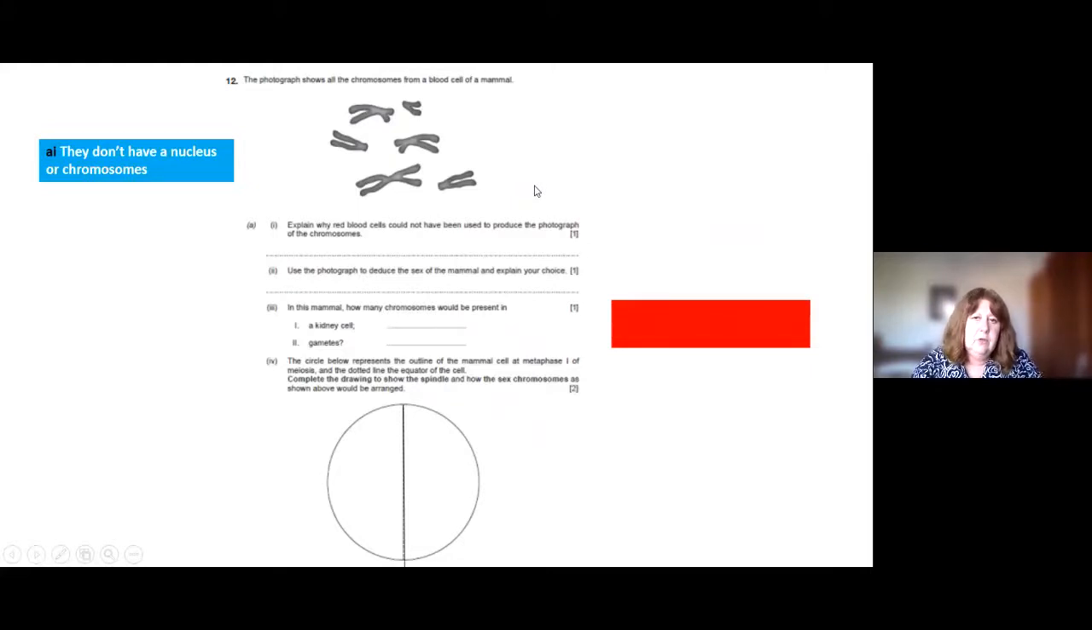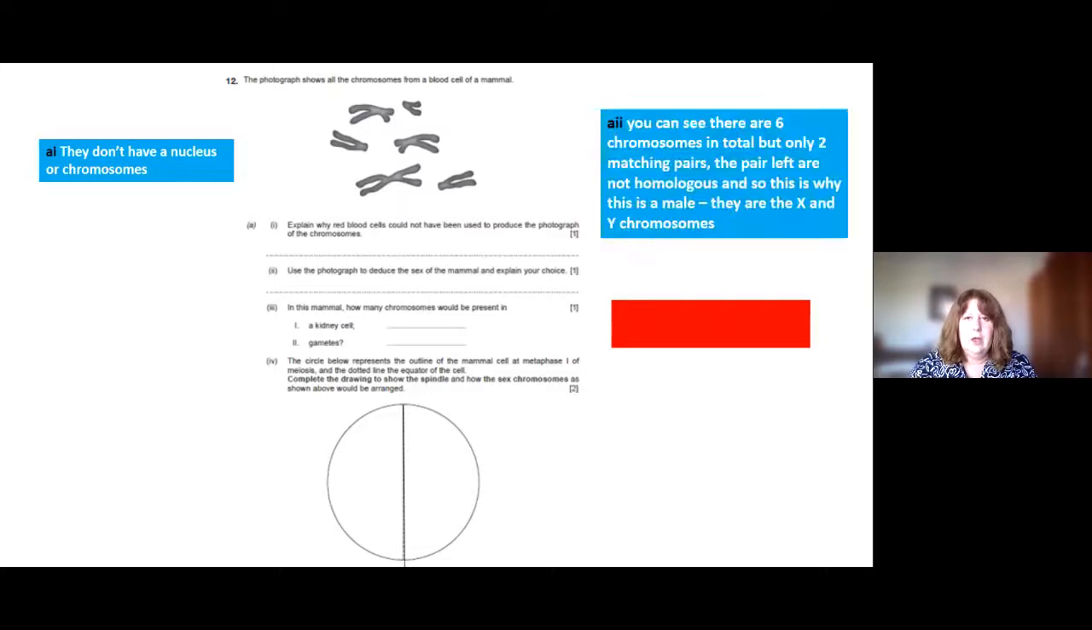The next question. Use the photograph to deduce the sex of the mammal and explain your choice. Now have a close look at the number of chromosomes, whether you can recognise any pairs, and whether, if you look at them, there are 6, do you recognise 3 identical pairs? So have a little look at that. Okay, so I'm just going to pause.